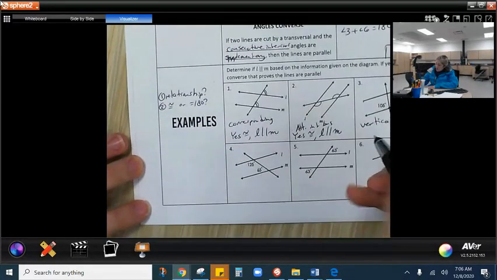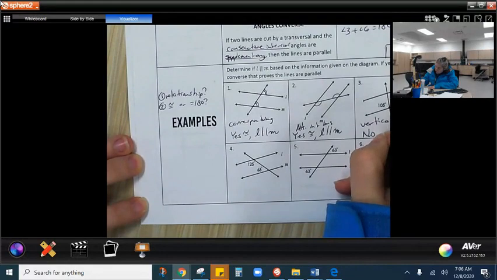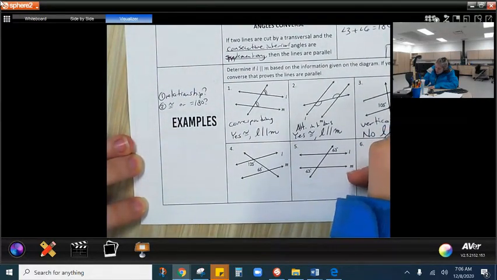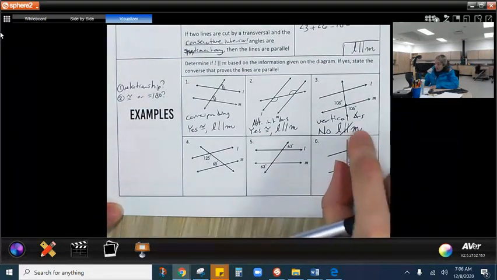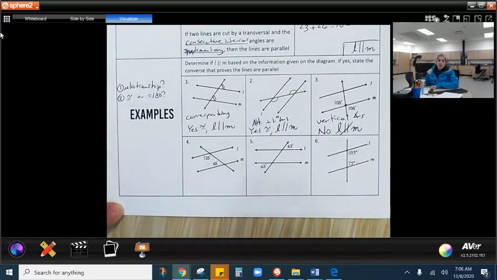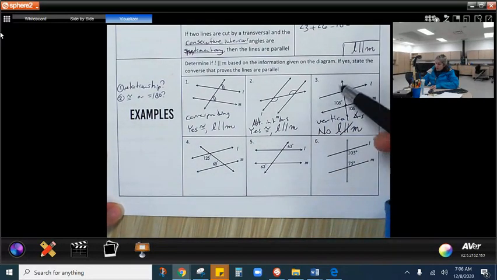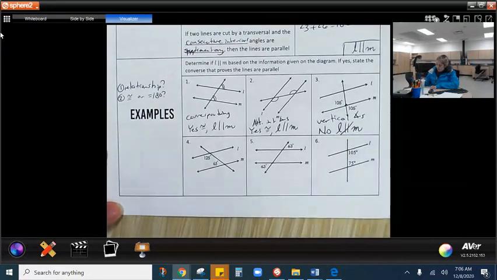So this one is no. L is not parallel to M based upon these vertical angles. It doesn't tell me anything about the lines, right? And that's because we don't have an angle from this line. We only have angles from L and our transversal, or from M and our transversal, not L and M.